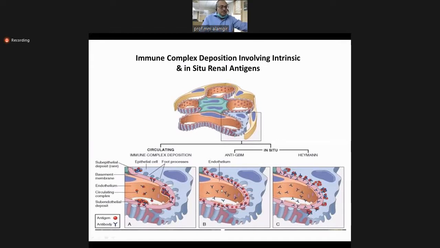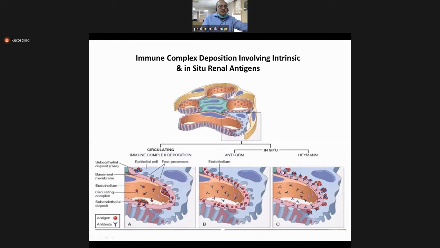Okay. Similarly, here we have fixed antigens which are there in the glomerular basement membrane, and antibodies come from the serum and attach to those antigens. So the antigen antibody complexes are basically formed within the substance of the glomerular basement membrane. They would give a linear pattern on immunofluorescence.